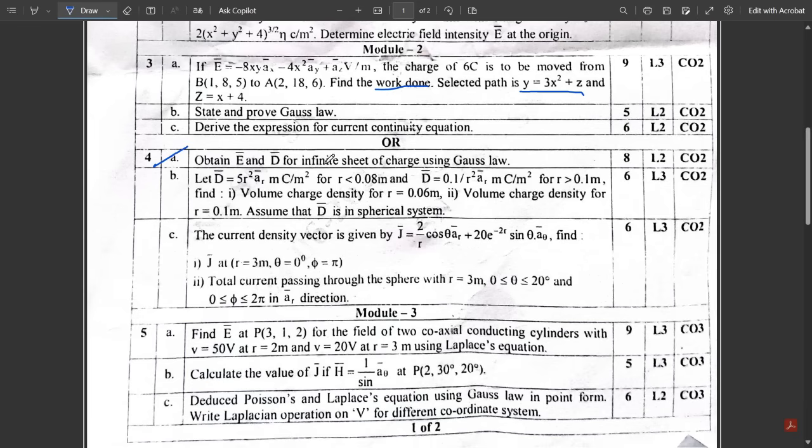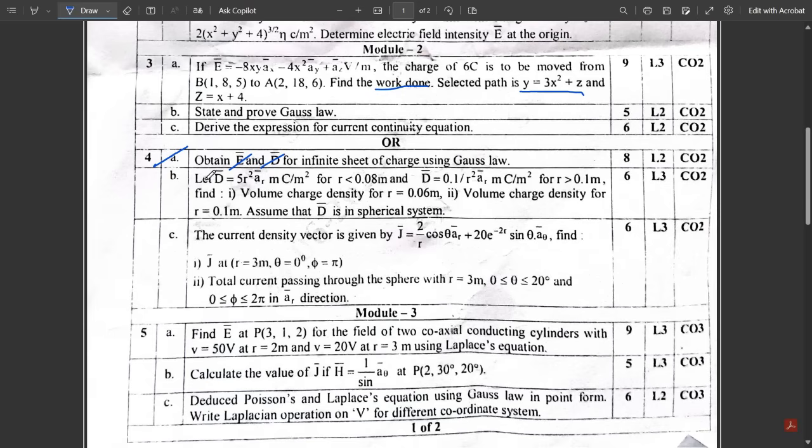Observe carefully, they have given an infinite sheet of charge using Gauss law. It is one simple derivation. If you find the value of E, you could easily find the value of D. We have an expression for E. Then we know the relation between E and D, that is D is equal to epsilon times E. So whatever answer you got for E, just multiply it with epsilon, and you will get the answer for D. This I've already done. I told you it would be coming, and it has come.